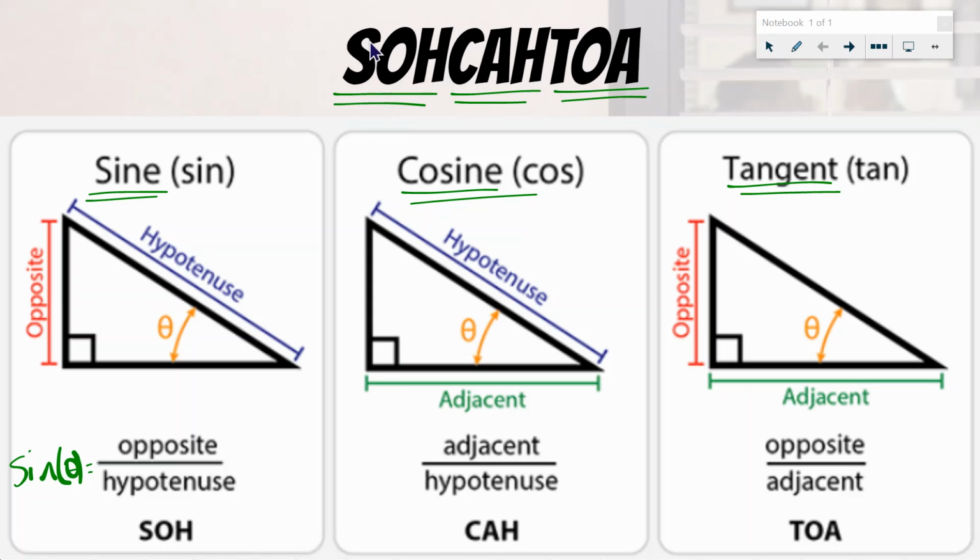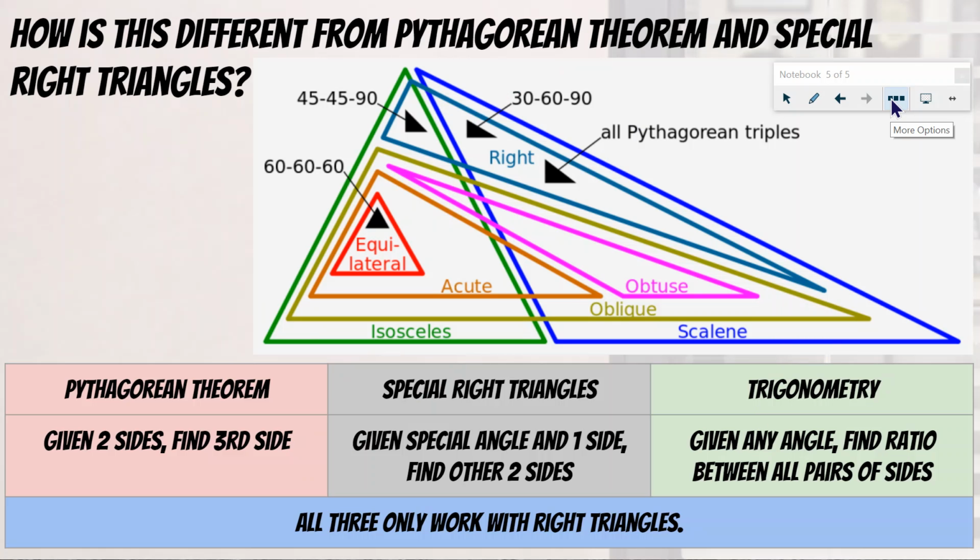Sohcahtoa stands for sine, opposite hypotenuse, cosine, adjacent hypotenuse, and tangent, opposite adjacent. So it's just a way to connect those sets of three letters so you can remember which trig name goes with which relationship.